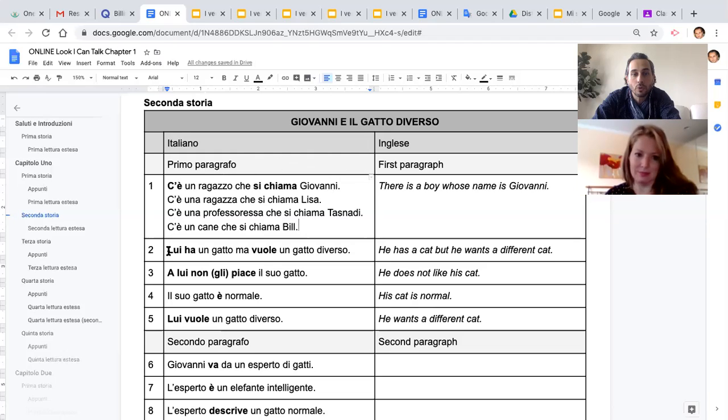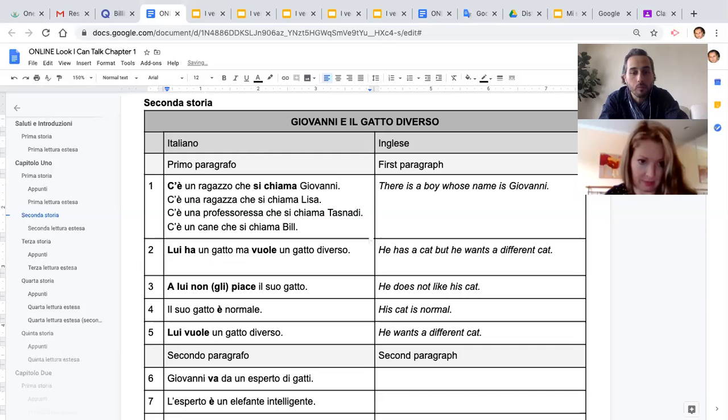Go ahead and write all these phrases down underneath this one. Now, Mrs. Nadi is going to do number 2, and you're going to write number 2. Rewrite this phrase, and underneath, write the alternative phrases that Mrs. Nadi is going to make with you. Okay, guys, so in this phrase, he has a cat, but he wants a different cat. So let's change that. And this time, let's say that he has a dog, but he wants another dog, a different dog. How would you say that? So it's still lui, right? Lui ha. Do you remember how to say dog? Yes, it's un cane. It's masculine, so it's un cane. But he wants, it doesn't change, ma vuole un cane diverso. Perfetto.